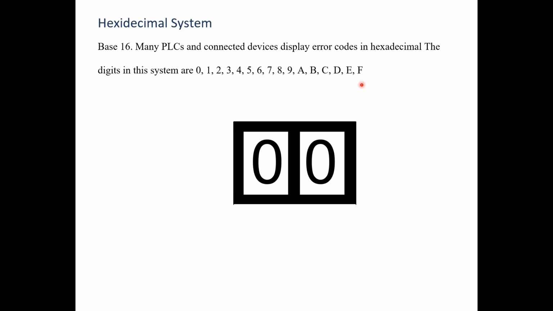So when we count up to F, then we have used up all the unique digits available. To count higher, a 1 is carried over and added to the position on the left.